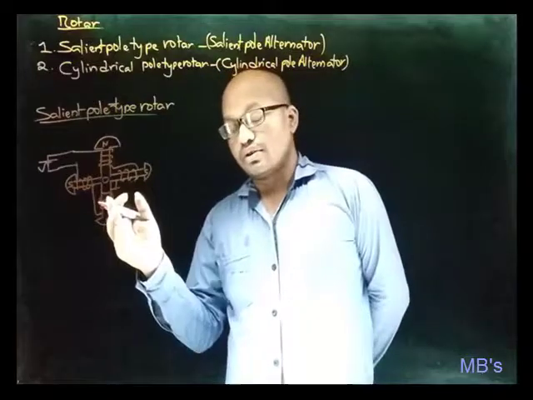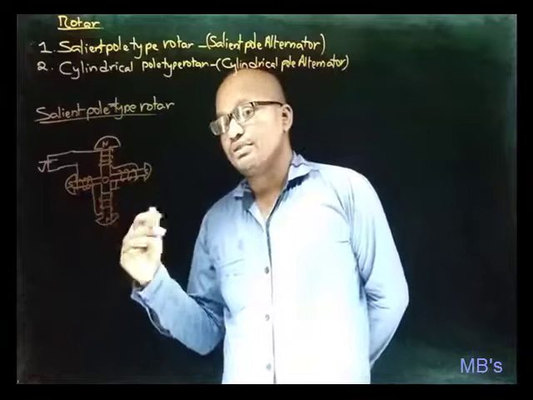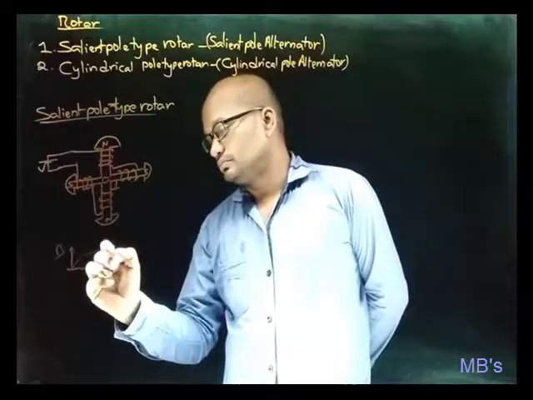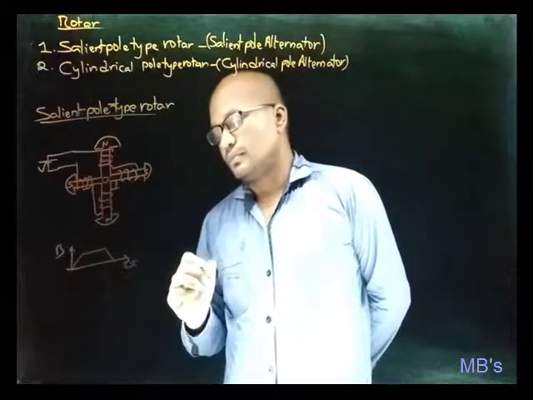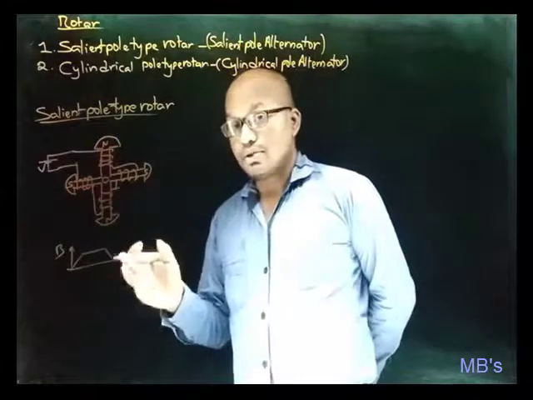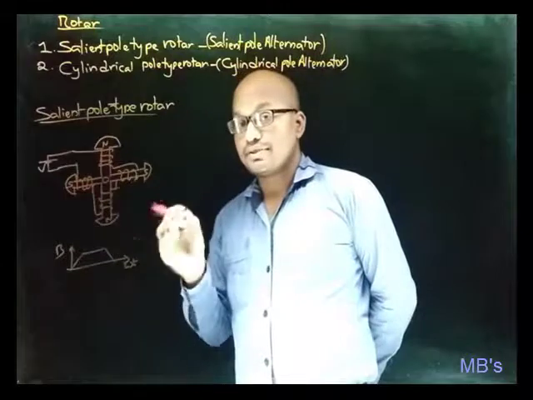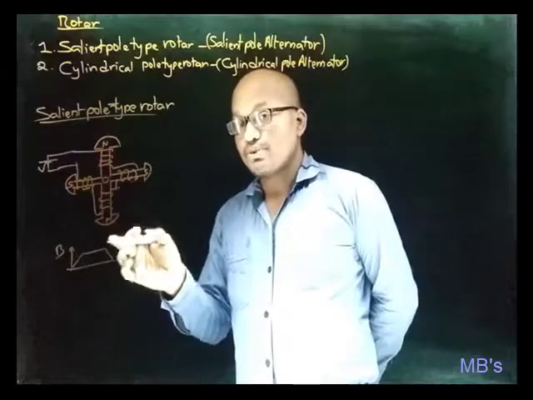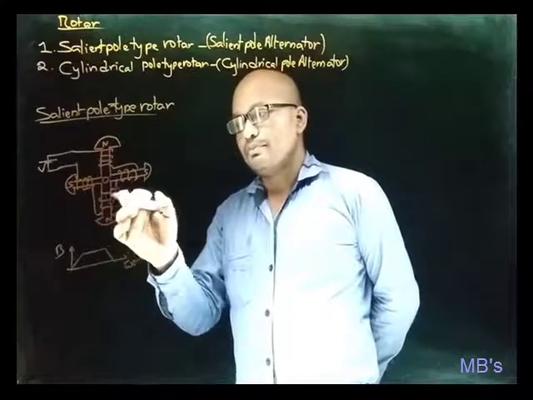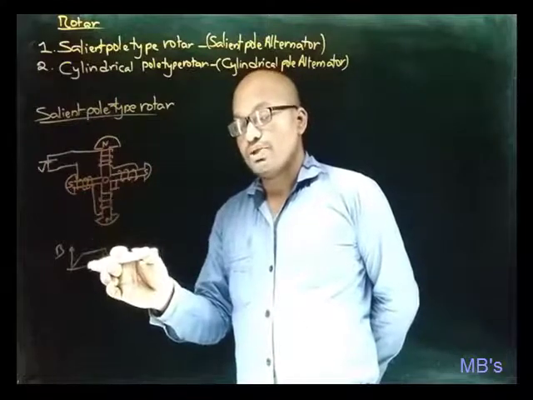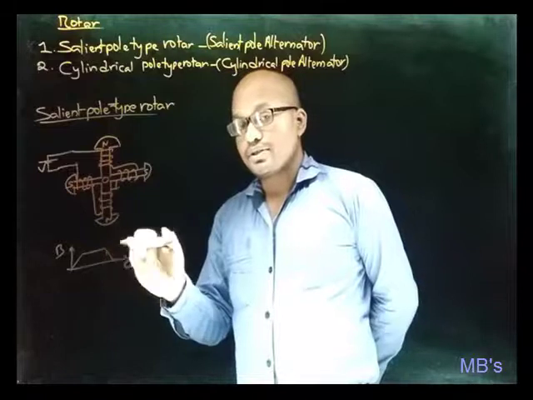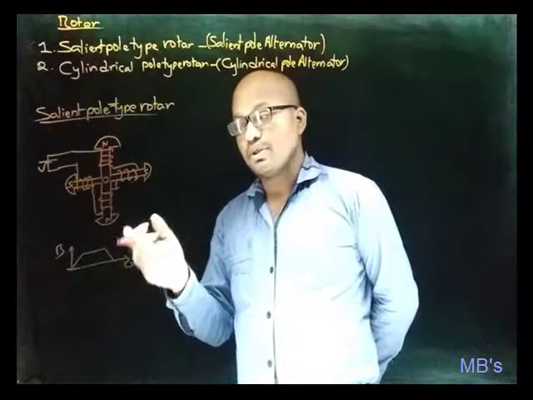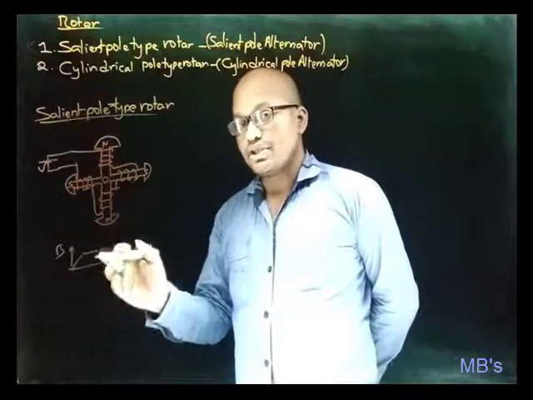So with this type of rotor construction, the flux distribution in the air gap will be non-sinusoidal. Which is not desirable, because alternator is expected to generate pure sinusoidal induced EMF. For that, it requires pure sinusoidal flux distribution in the air gap. Whereas with this pole type of rotor, the flux distribution is non-sinusoidal. So with this non-sinusoidal flux distribution, we get non-sinusoidal induced EMF, which is not desirable. So we have to make this flux distribution sinusoidal.